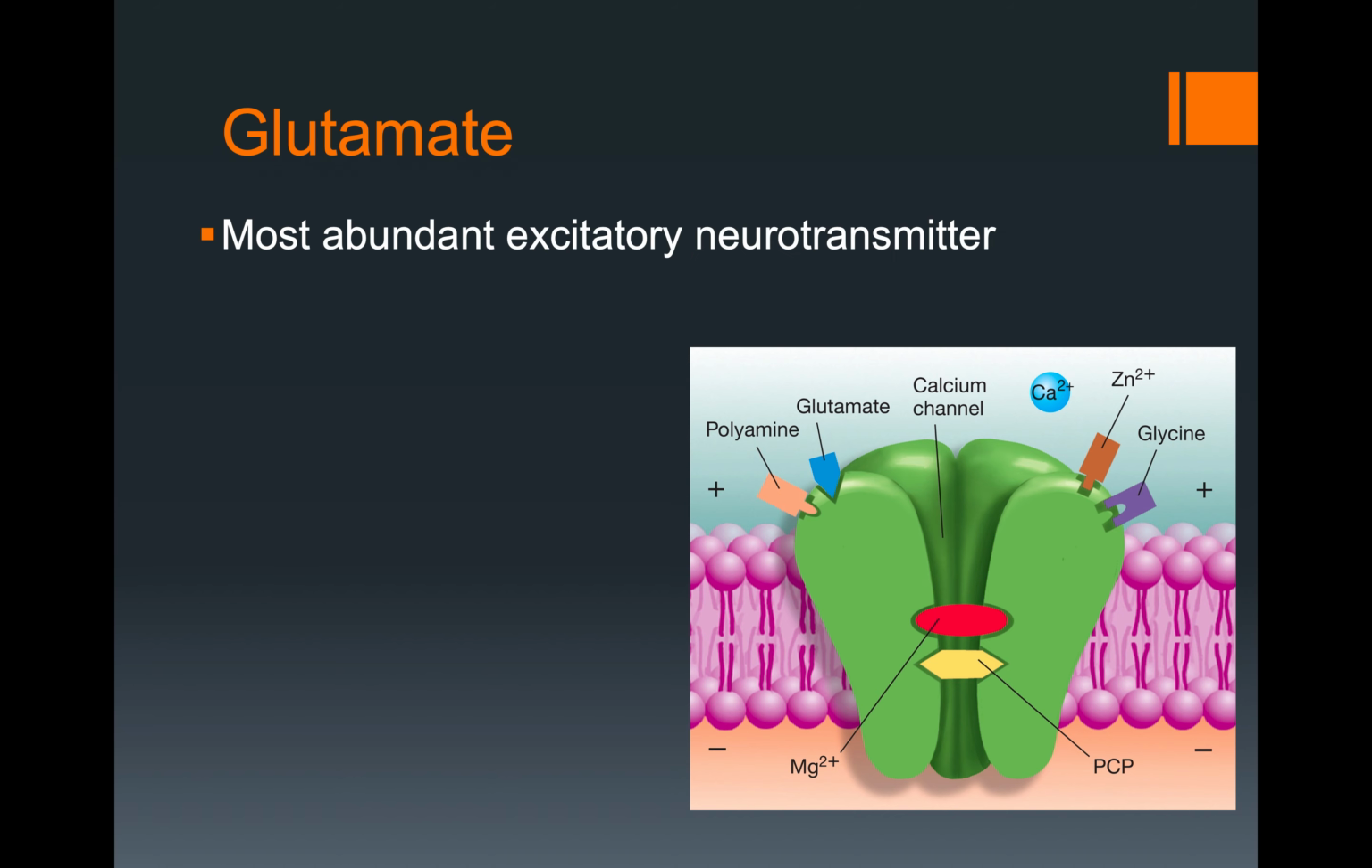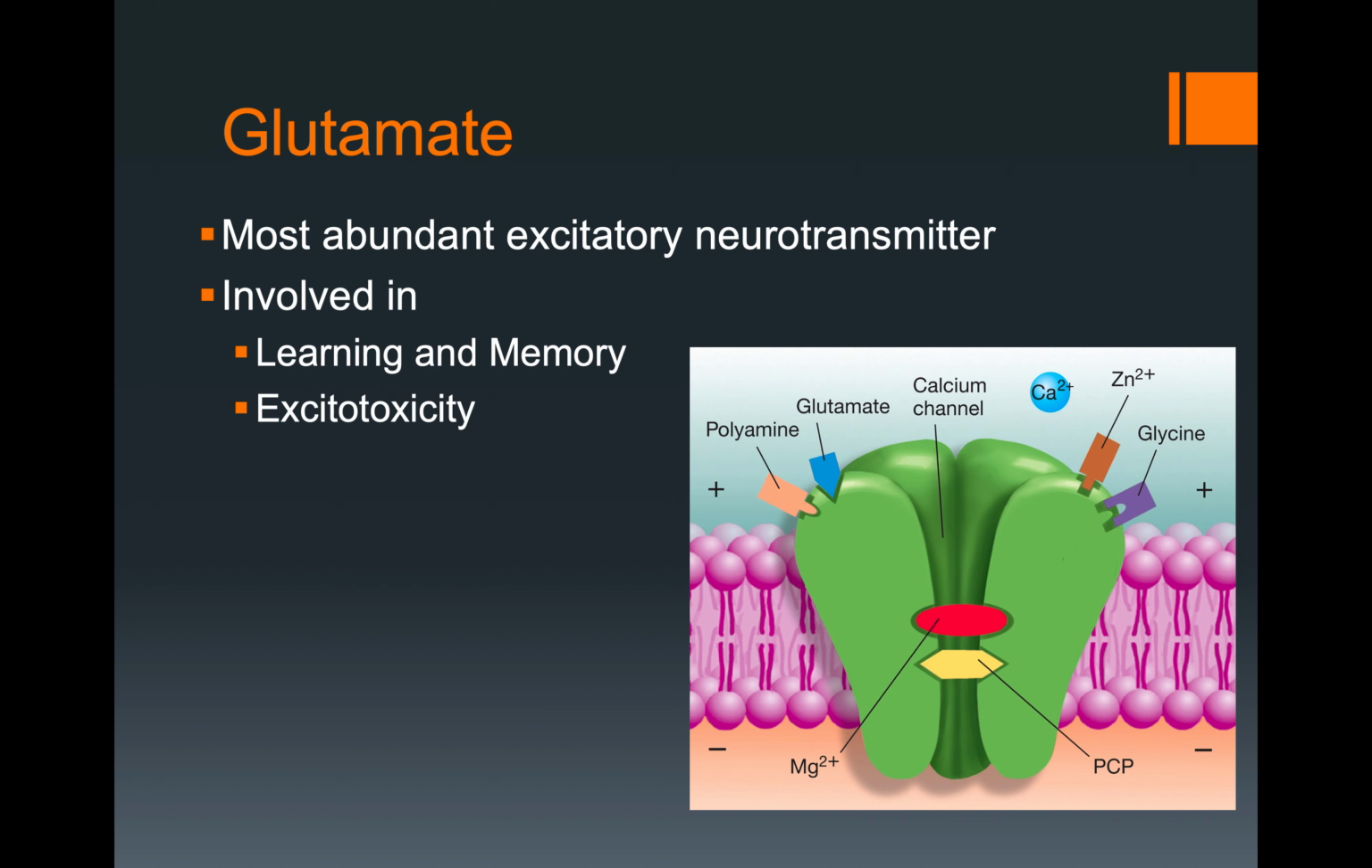Glutamate, on the other hand, is the most abundant excitatory neurotransmitter. So it's usually involved in increased levels of firing. It's very important for learning and memory. So we see that when animal models learn new things, you have a change in the structure of the synapse that's mediated by glutamate. It can also be involved in excitotoxicity. This means that really, really high levels of glutamate release can actually kill neurons. This happens in strokes, for example.